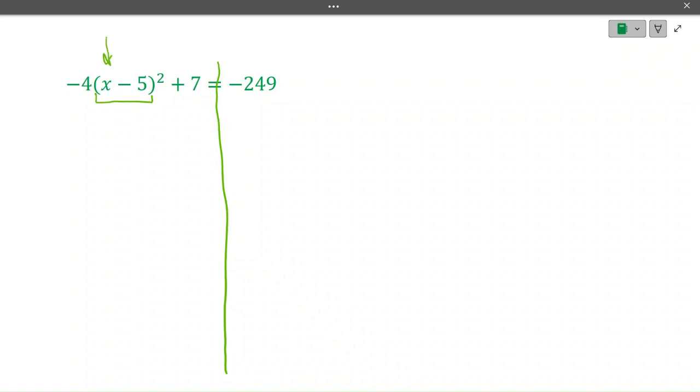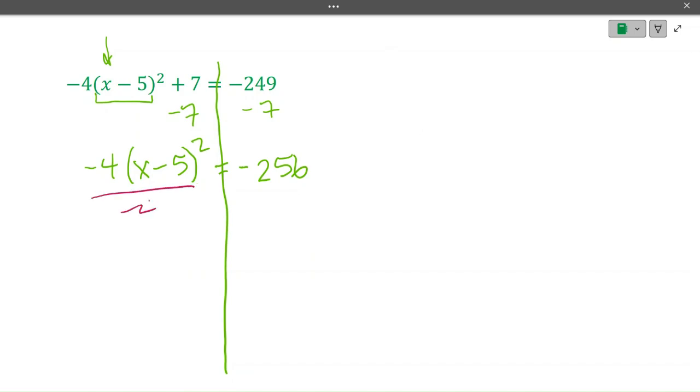So we're going to start with any addition and subtraction. So I'm going to subtract 7 from both sides. When I do that, I'm left with negative 4 times the quantity x minus 5 squared equals negative 256. All right, now my next step is to divide by negative 4, right? Because I'm still trying to get just this part by itself. When I do that, I get x minus 5 squared equals positive 64, because 2 negatives make a positive.